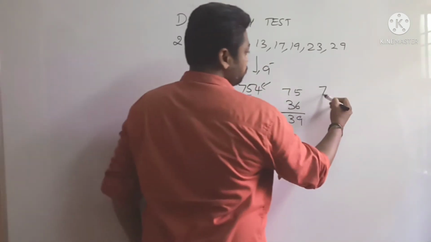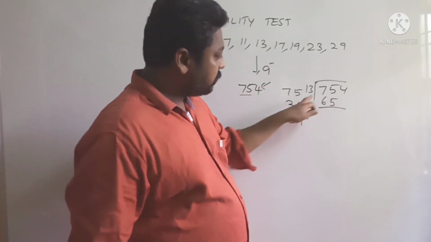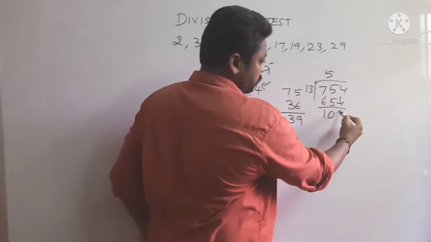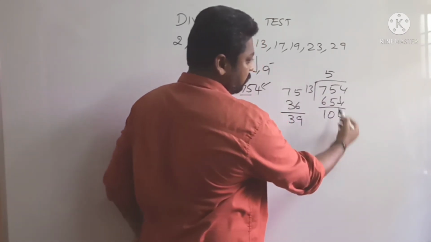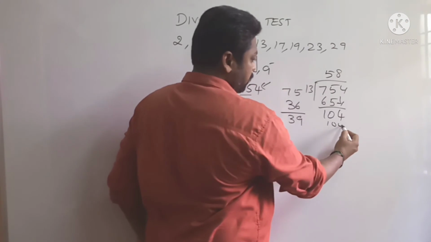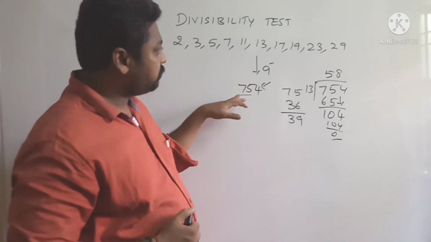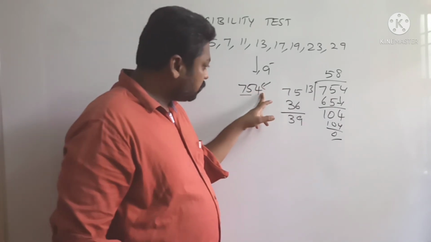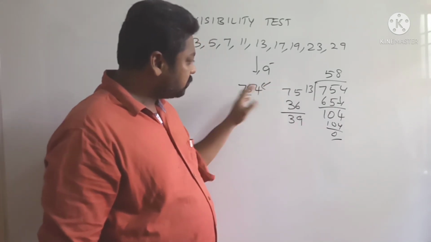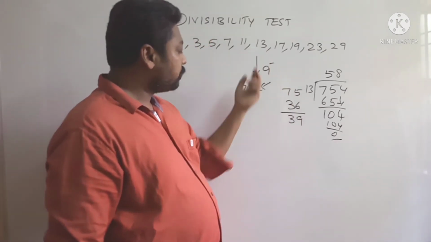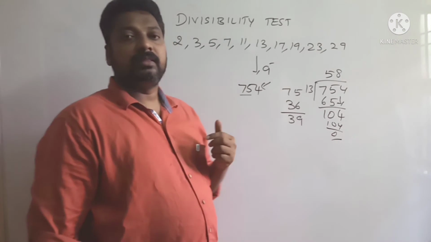So let's check it. 754 by 13. 5 13s are 65. Remaining 10. Next number 4, so 104. 8 13s are 104. So the remainder is 0. So what is the divisibility test for 13? Multiply the units place by 9, then subtract from the remaining digits. If the difference is divisible by 13, then this number is divisible by 13.